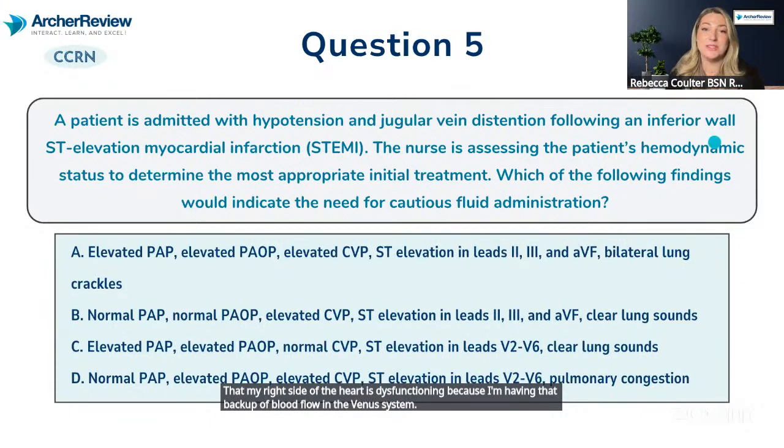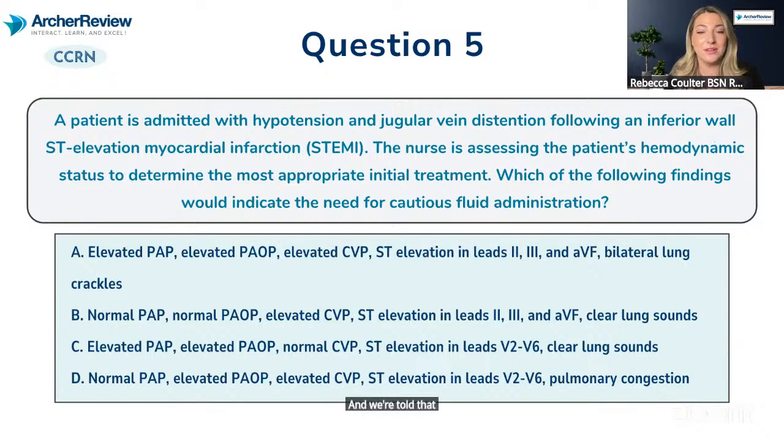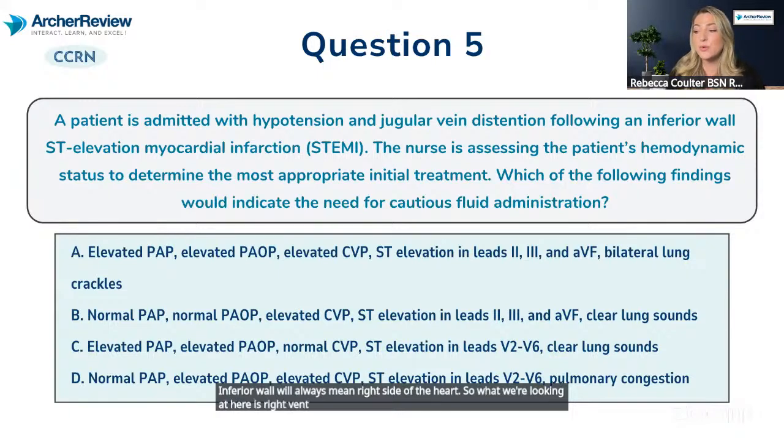And we're told that it's an inferior wall STEMI. Inferior wall will always mean right side of the heart. So what we're looking at here is right ventricular failure, which is going to lead to that backup of blood flow, leading to JVD. It can also lead to hypotension because we're not able to supply the left side of the heart as well if our right side is struggling.